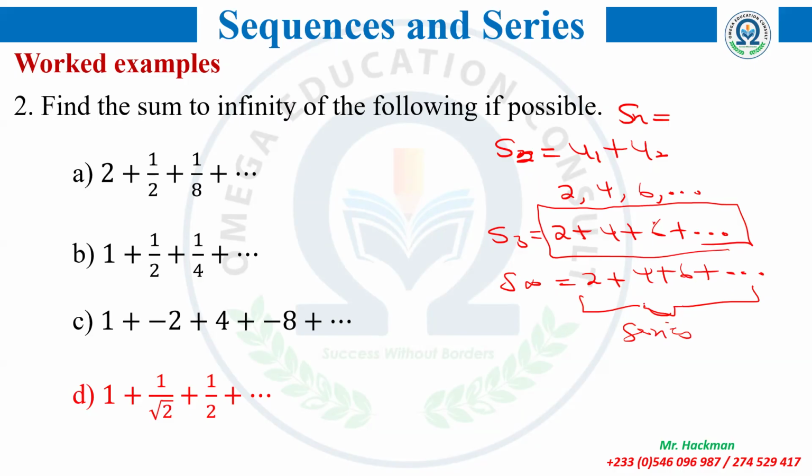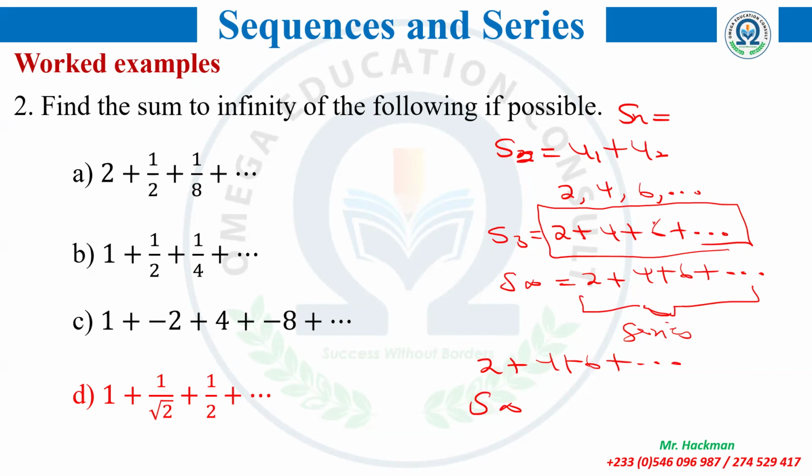So assuming I give you this, and the question says, find this. Indirectly, you should know that you are summing a number of terms infinitely. So that means you are finding the sum to infinity. You get it?